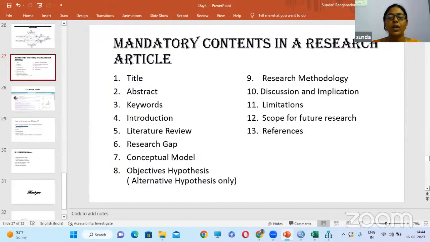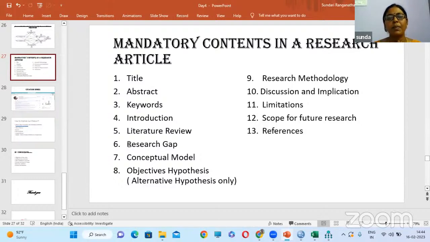Then mention the research gap: what others did, and how your paper is unique and different from others' papers. That is called your research gap. We have to mention it, and then prepare a conceptual model. That is your contribution to research.